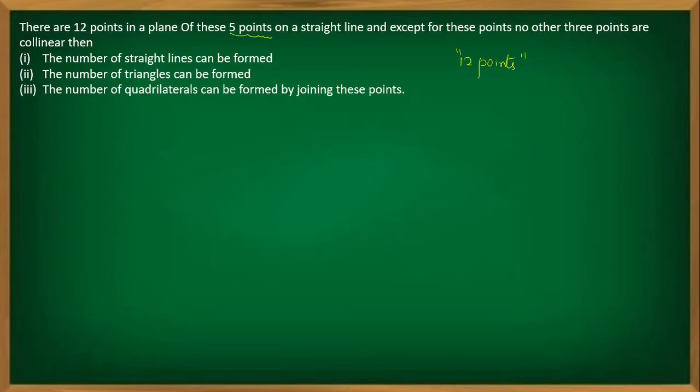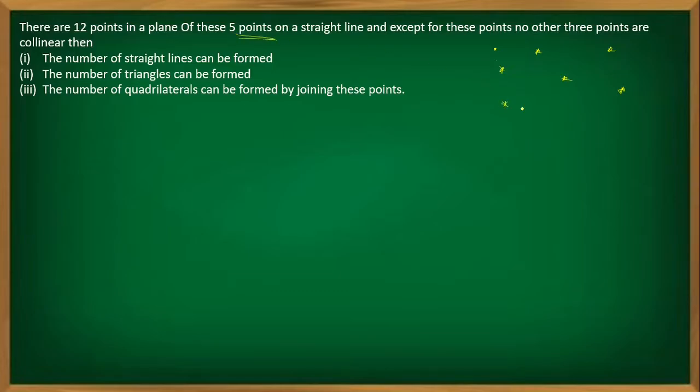a straight line. 5 points on a straight line, except for these 5 points, no other 3 points are collinear, meaning no 3 points lie on a single line except these 5 points. So you can imagine in a plane there are 12 points like this. Totally you have 12 points, but no 3 are collinear in that. No 3 are collinear like this, but 5 points are collinear, right?